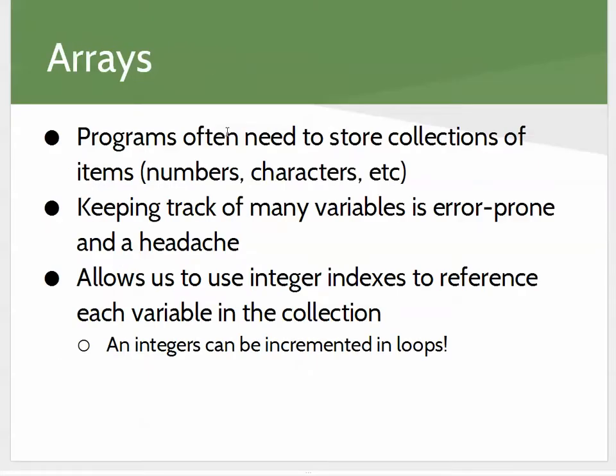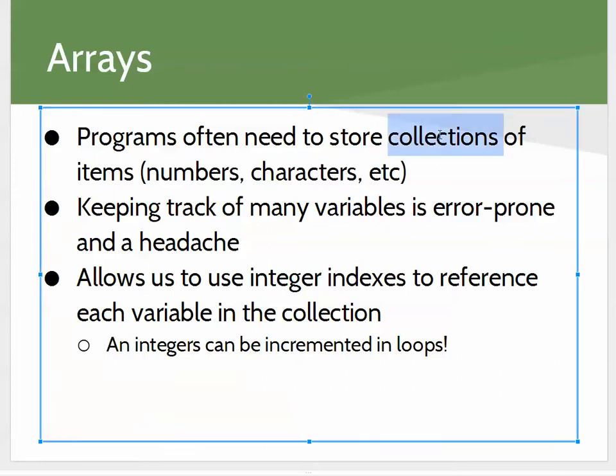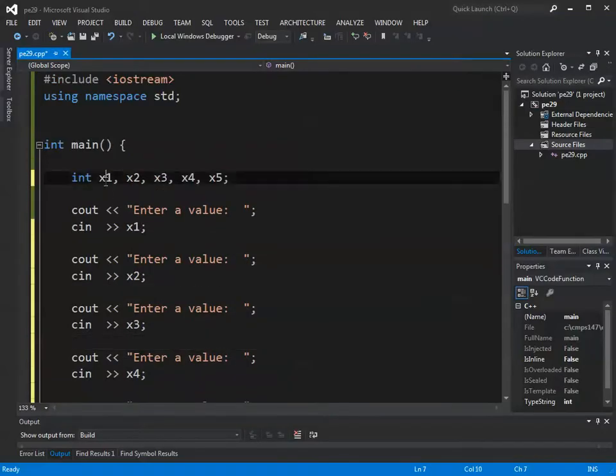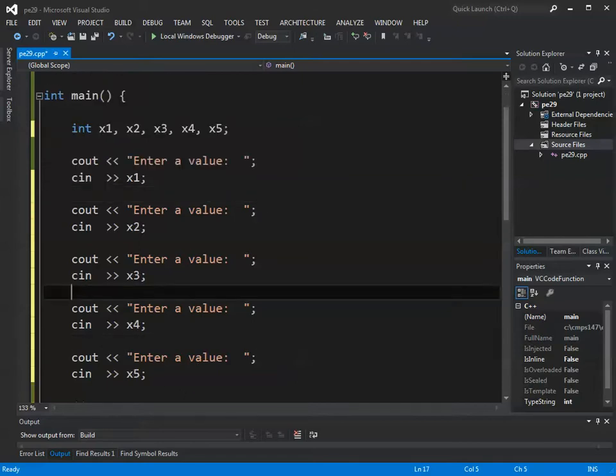So arrays. Arrays are here because programs often need to store collections of items. Typically these items, certainly you're going to have a lot of numbers, but when we say collection, we really mean collections of several items that are related to each other, that are somehow representing the same thing. Keeping track of all these variables is very error prone, it's a headache, and we can't really loop correctly with them. If we look back at this program, even if we could figure out a loop, we'd have lots and lots of variables, right? And lots of variables lead to lots of errors just because we're human and we type things wrong.